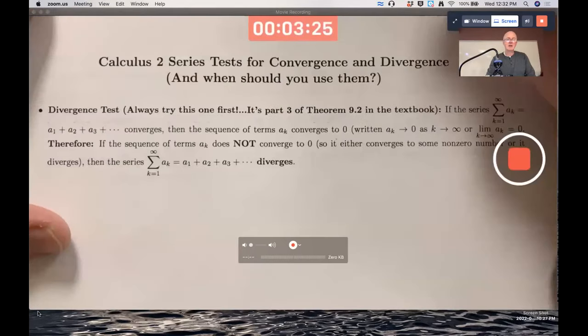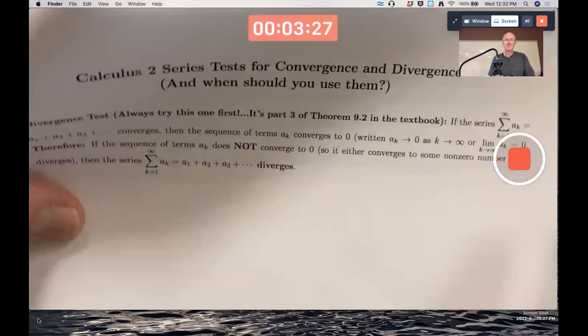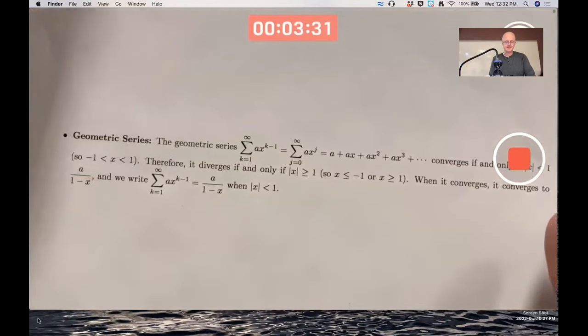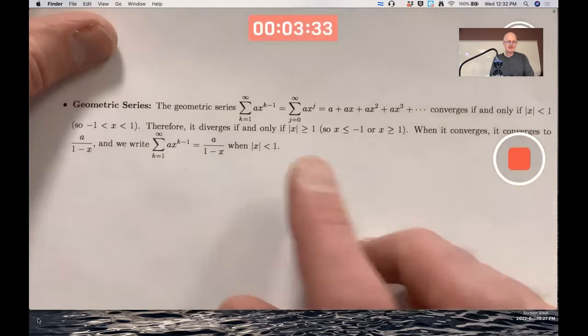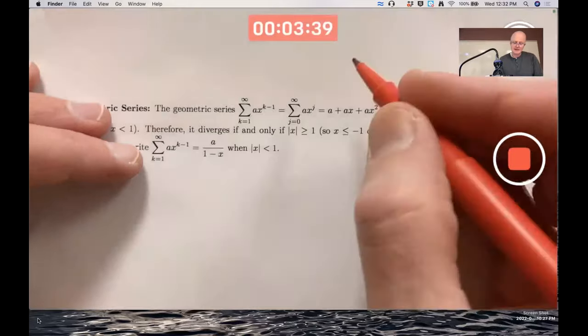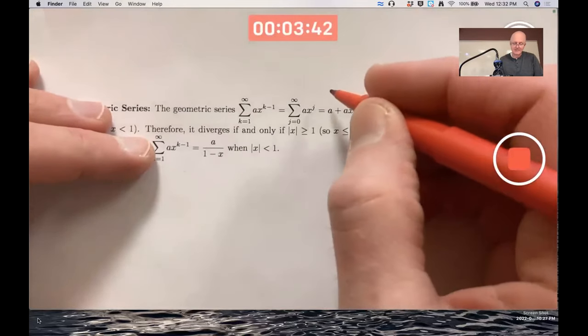So the first thing I want to do is this example. And this example is going to be another example of a geometric series. We've written geometric series like this. I want to write the geometric series in a different way. This is another common way to write it.